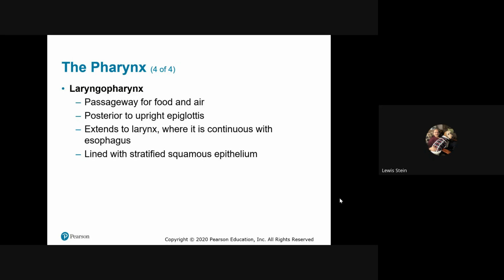We still have stratified squamous because understand that the mechanical aspect of food coming down is problematic. And it would be much more traumatic for those pseudostratified ciliated. Again, stratification means mechanical protection in this context, and it extends to the larynx where it's continuous with the esophagus, and it continues down the esophagus that way. At the larynx, things are going to change.